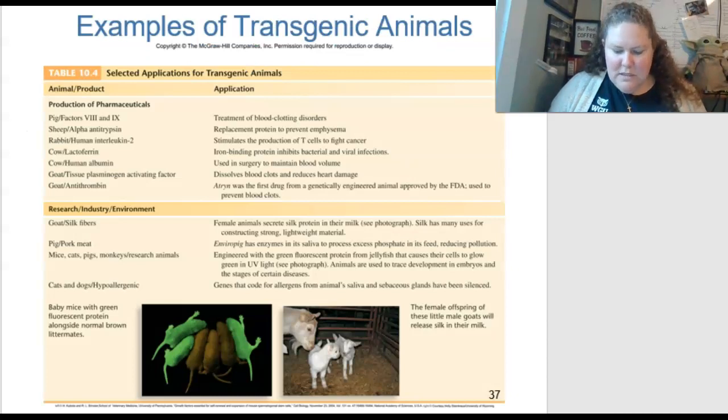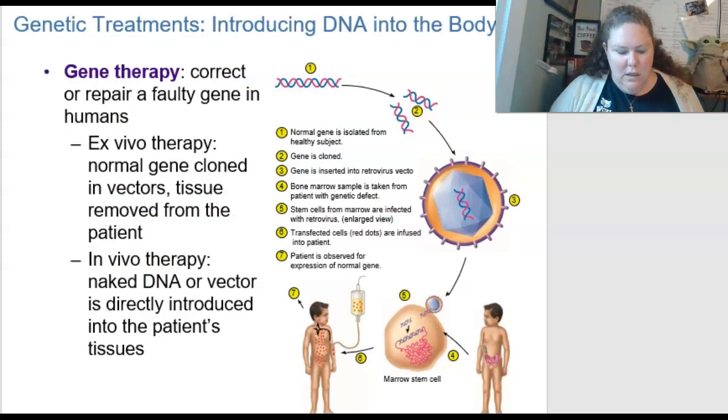So some examples of transgenic animals are here, and this is figure 10.4. You can see that we have mosquitoes, goats and silk fibers, pork for meat processing, mice, cats, pigs, salmon, cows, right? There are a lot of different things that we can use for the greater good.